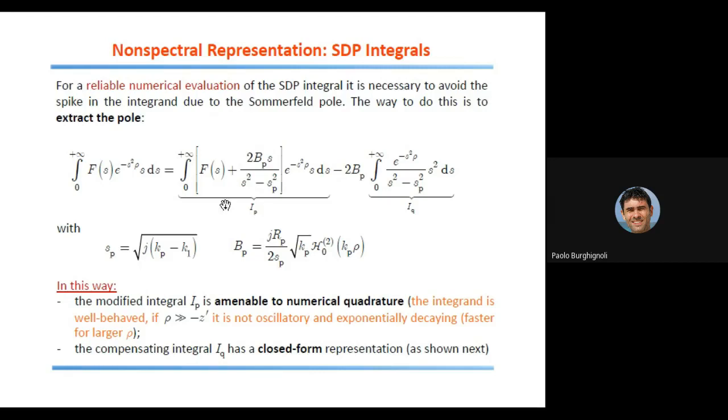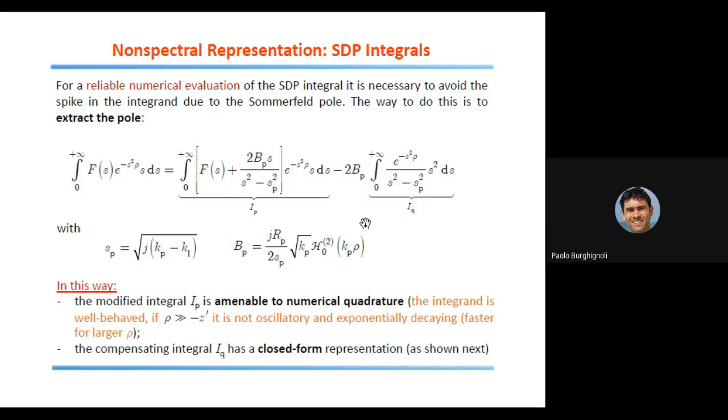And the integrand, by the way, is also not oscillatory and very fast decaying because of the presence of this exponential here, which is the typical Laplace exponential that we find along any steepest descent path. So in this case, the larger the distance rho, the better the behavior of the integrand because it decays more rapidly.